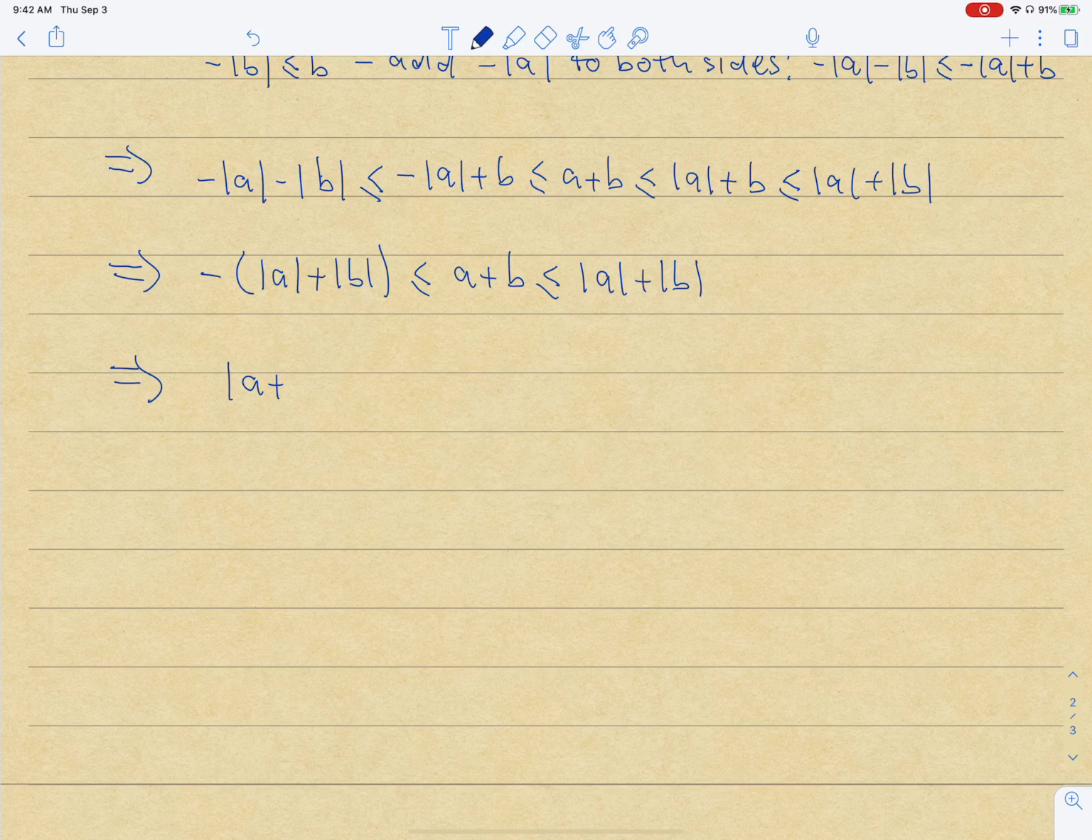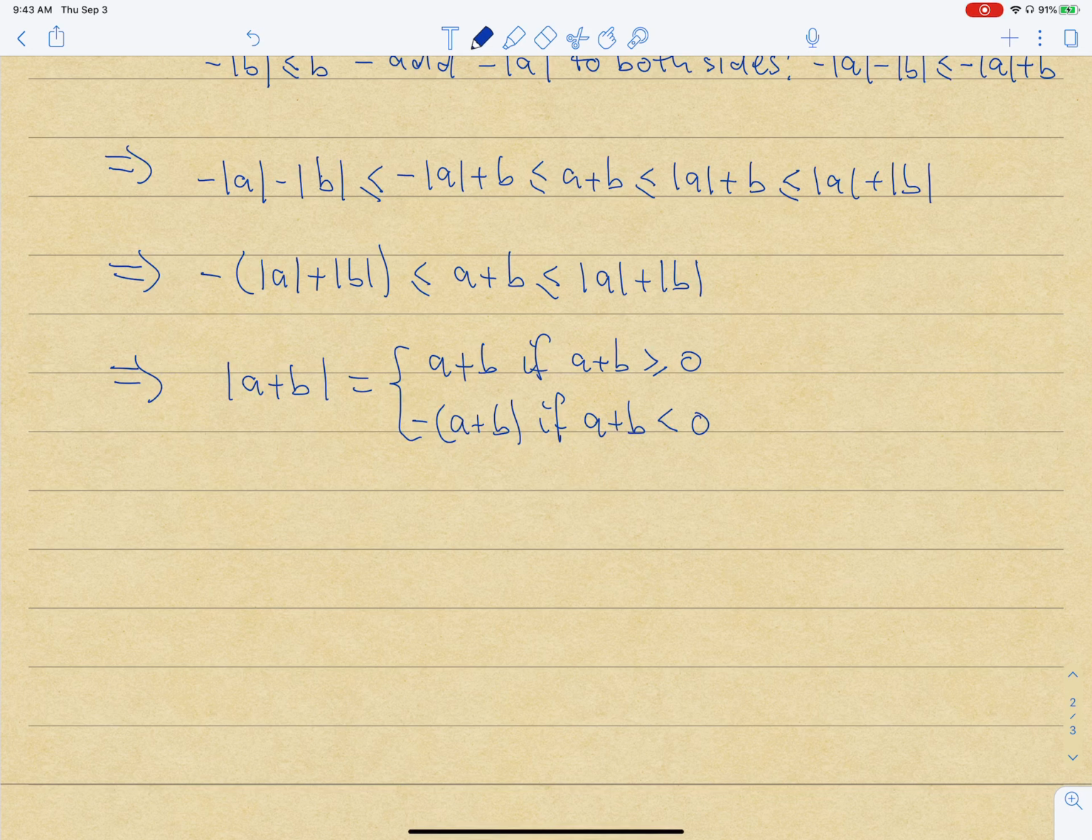Absolute value of A plus B is one of two things. It's either A plus B if A plus B is greater or equal than 0, or it is minus A plus B if A plus B is less than 0, right? That's just the definition of the absolute value.